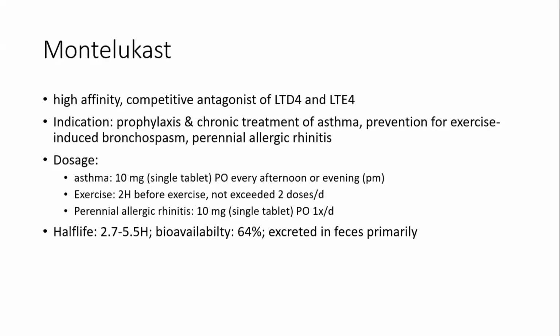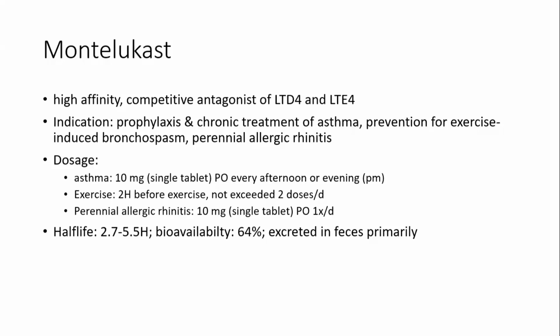Dosage for asthma is a 10 mg single tablet orally every afternoon or evening, and the important thing is PM. For exercise, take it 2 hours before exercise, not exceeding 2 doses per day. Perennial allergic rhinitis means the person has allergies over a long period of time. For that, the drug can be given as a 10 mg single tablet orally once per day.